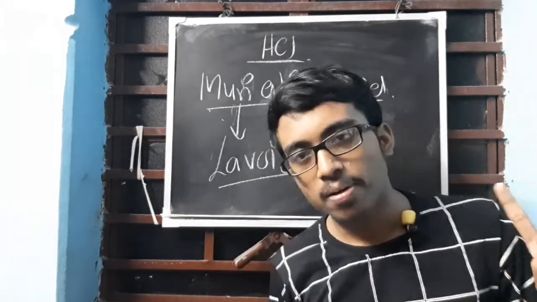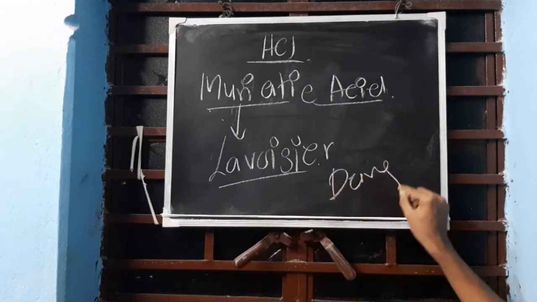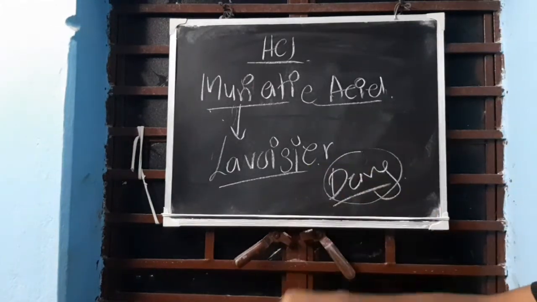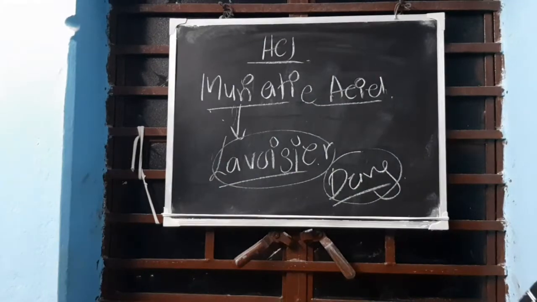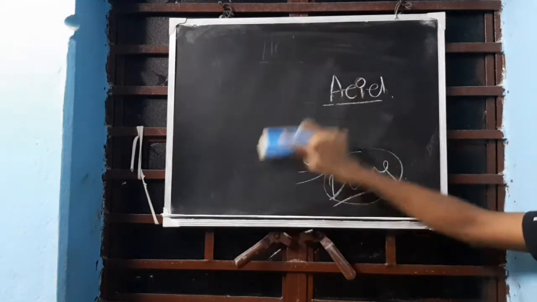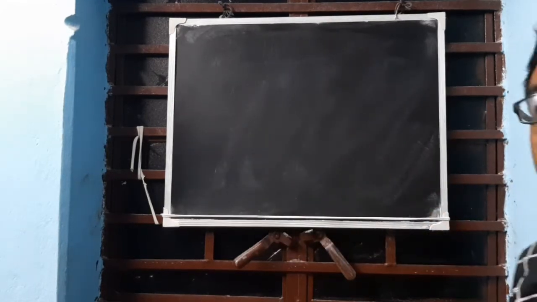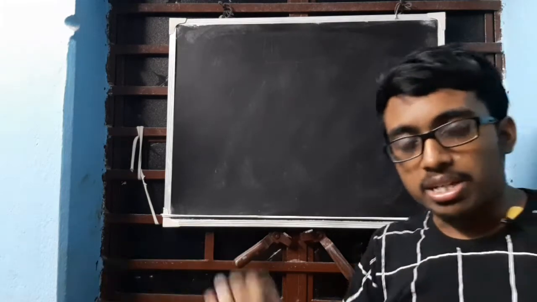That was the very first time it was done, by Lavoisier. Later on, another scientist called Davy said that it is hydrochloric acid. So Davy gave the name hydrochloric acid, but Lavoisier had given the name muriatic acid. That is the basic approach to hydrochloric acid. Next, it was said that hydrogen chloride gas is found in free state in volcanic eruptions. It is true. In the gastric juice also you have HCl. Everyone knows that from biology.